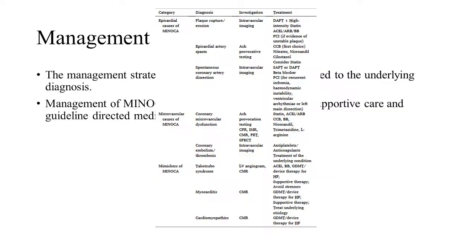In case of spasm, the first-line drug is calcium channel blockers. You can give nitrates also; they will respond to nitrates as well. In case of SCAD, you can give DAPT, beta blockers, PCI if the patient is unstable. In case of a microvascular dysfunction, again statins, ACE inhibitors, CCBs, beta blockers, because of the mortality benefit that the patient is going to have.